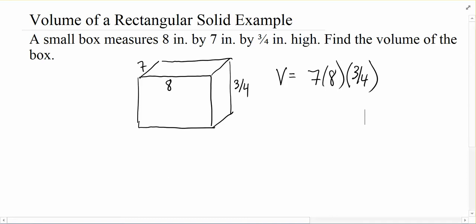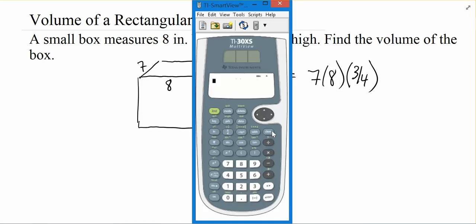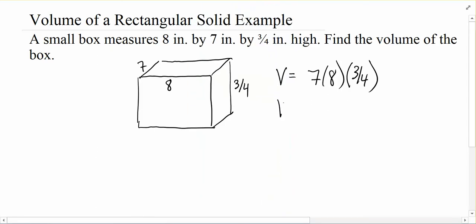So if we grab our calculator and do this multiplication, we have 7 times 8 times 3/4. That's going to be 42 in this case. And when it comes to our unit of measure then, we had inches times inches times inches. That gets us cubic inches.